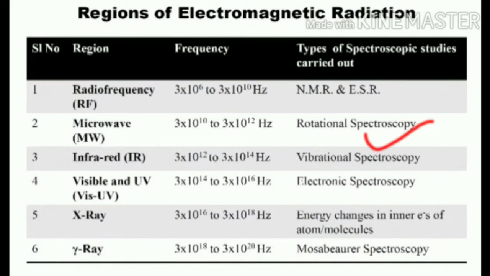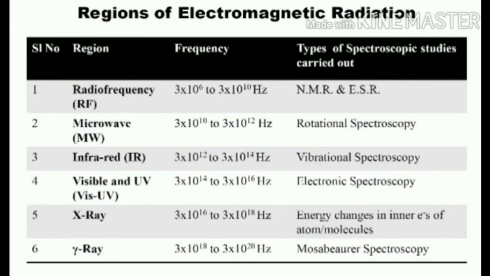Similarly, in the microwave region, we study rotational spectroscopy. In the infrared region, we study vibrational spectroscopy. In the UV visible region, we study electronic spectroscopy. In the X-ray region, we study the energy change in inner electrons of atoms or molecules. And lastly, in the gamma ray region, we study Mössbauer spectroscopy.